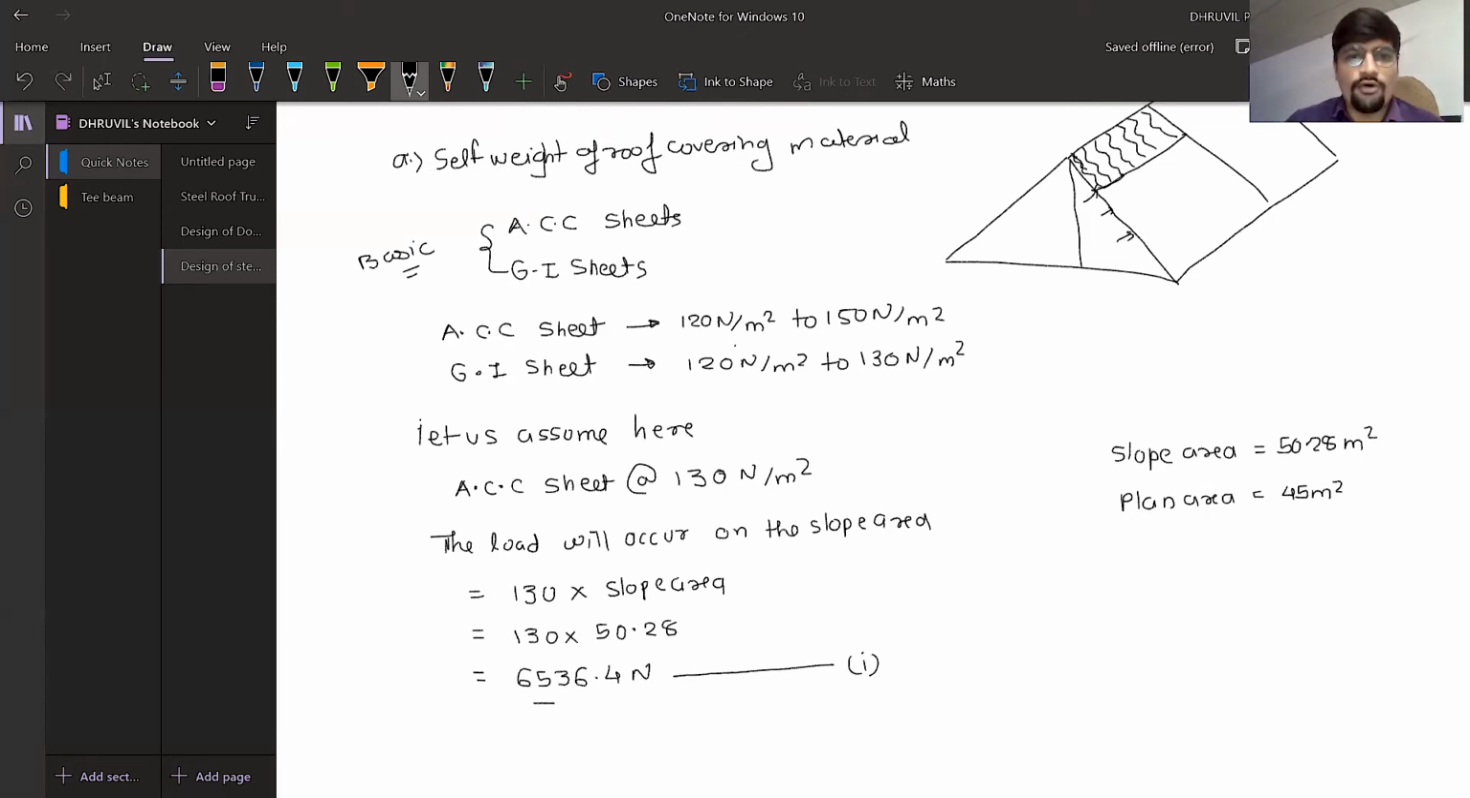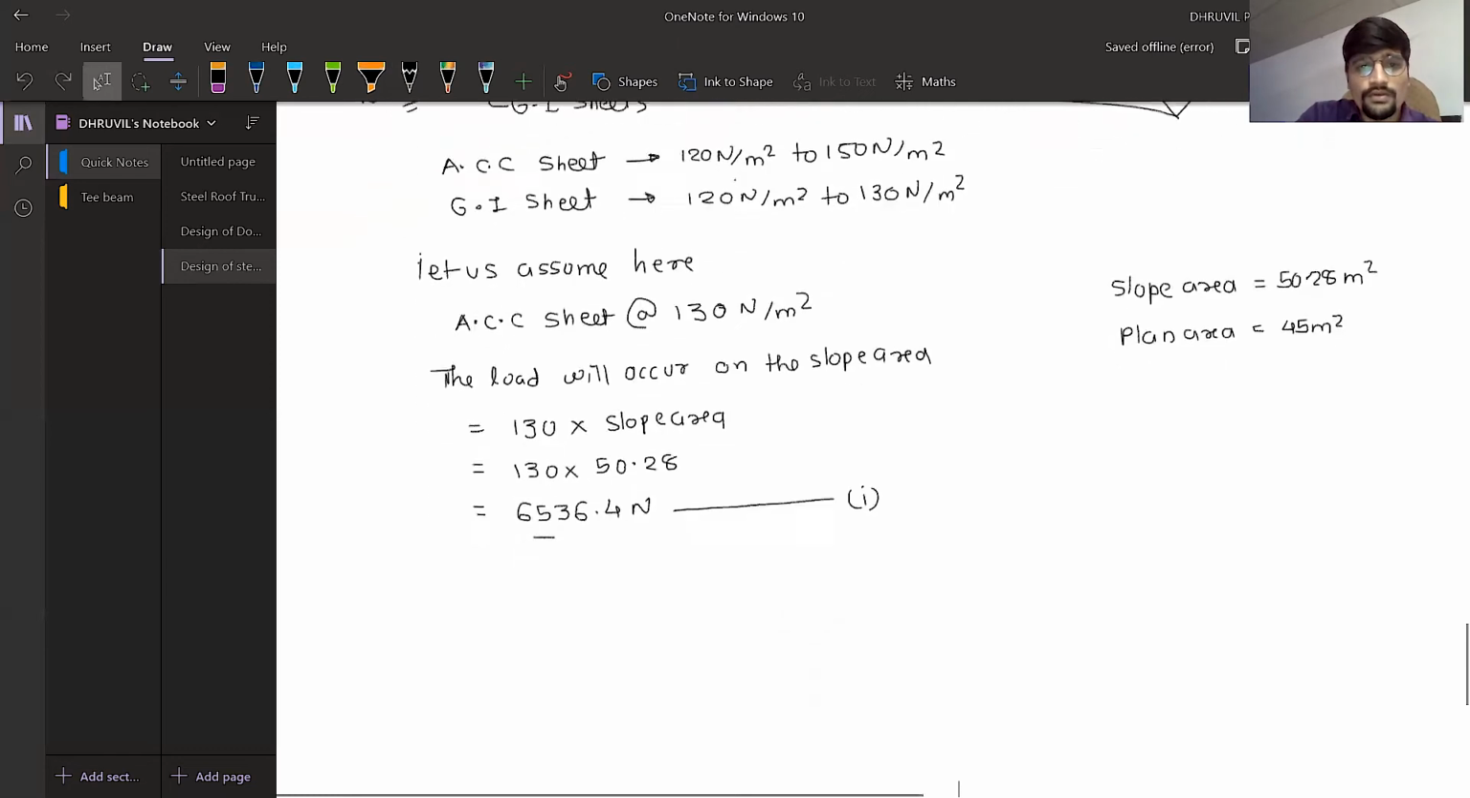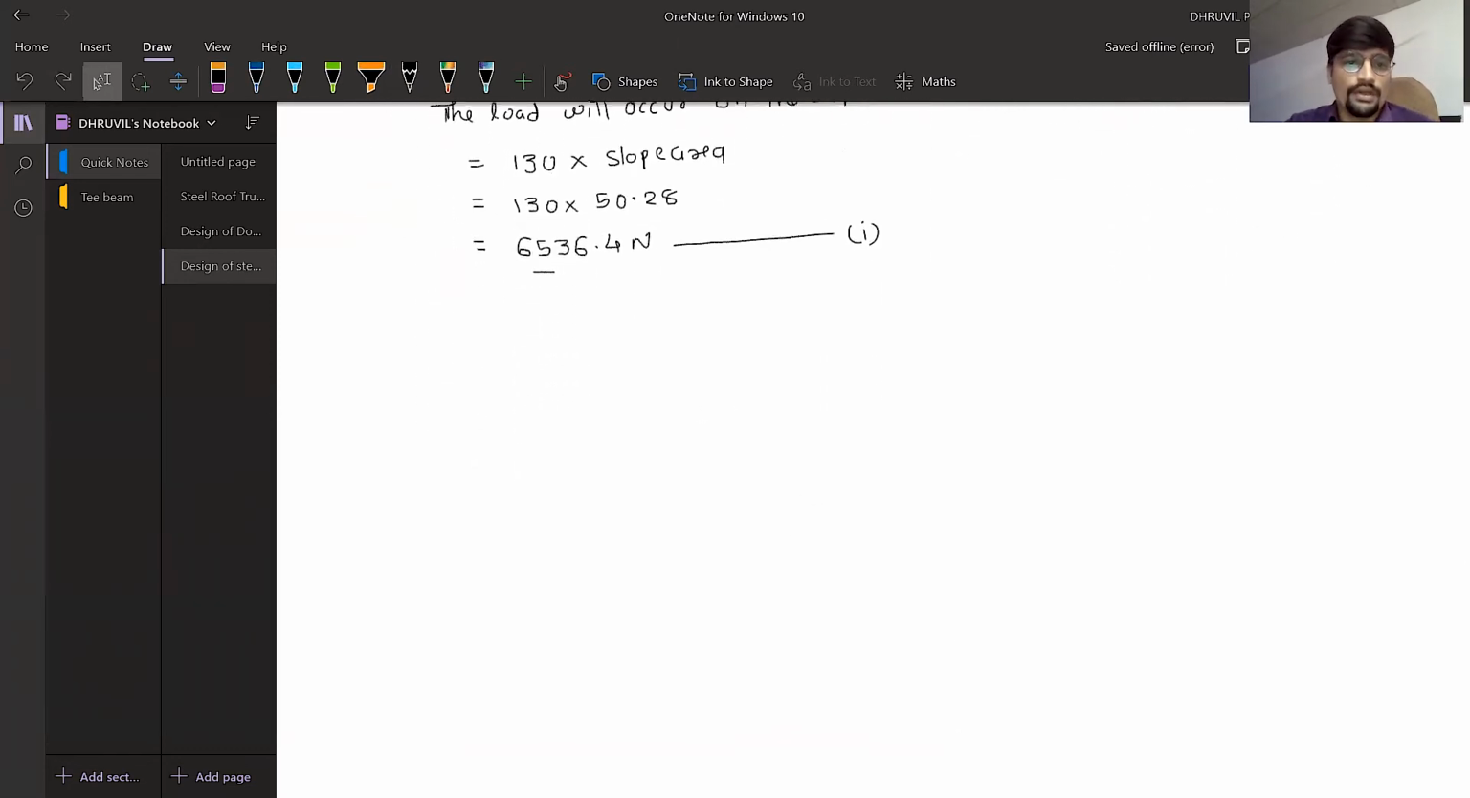I hope you all understand this step. It's nothing but providing a sheet, whose per meter square load is 120 to 150 for ACC sheet and 120 to 130 for GI sheet, and we only need to multiply it by the area because we have to find the load in Newton or kilonewton. So we have multiplied it by the slope area because it applies the load on the slope portion. Now moving forward to another sub load of the dead load. The next sub load of the dead load is self weight of purlin.